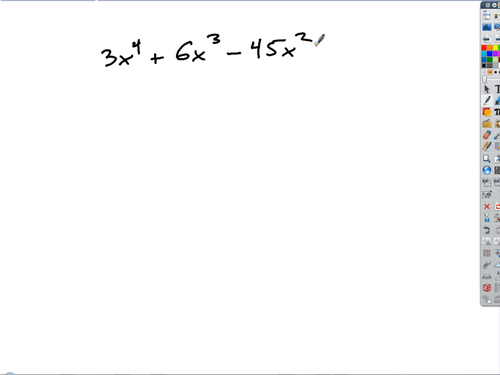Okay, so what about this one? Factor completely. That looks hard, but it's not. What do we always try to do first? Eliminate the greatest common factor. Can we undistribute something from all those terms? What's the biggest number that goes into all those numbers? 3. Okay, so I can undistribute a 3.